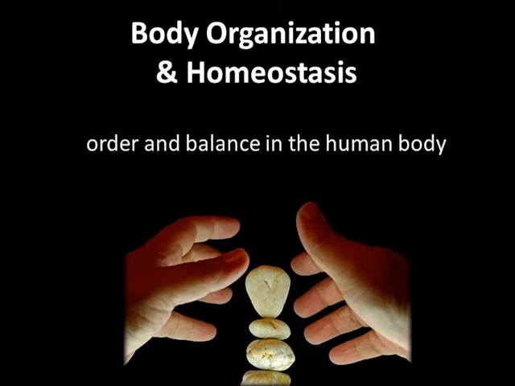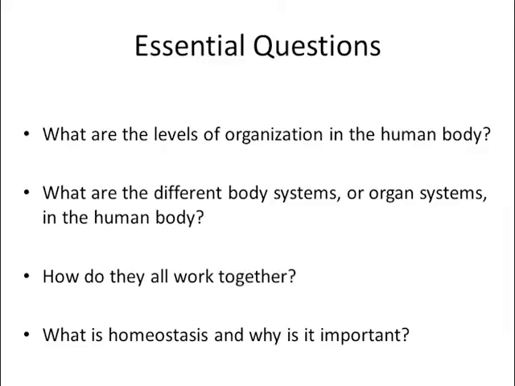Body organization and homeostasis. Homeostasis has to do with order and balance in the human body, so we'll talk about all that. All right, here are your essential questions for this section. What are the levels of organization in the human body? What are the different body systems or organ systems in the human body? How do they all work together? What is homeostasis and why is it important?